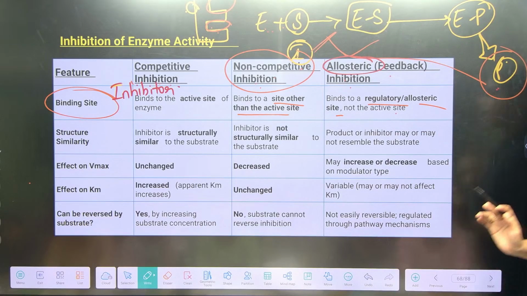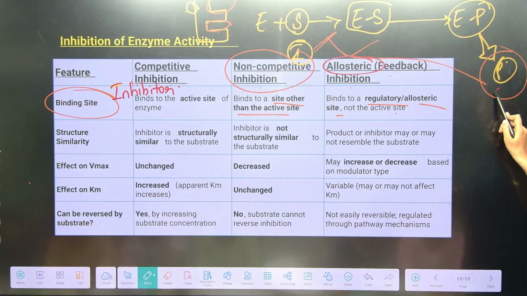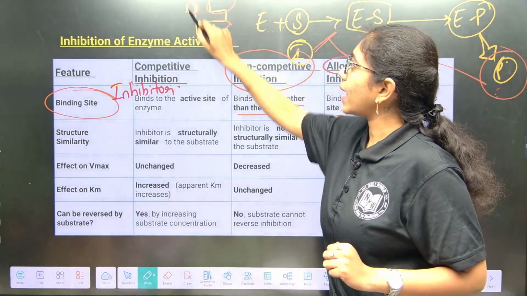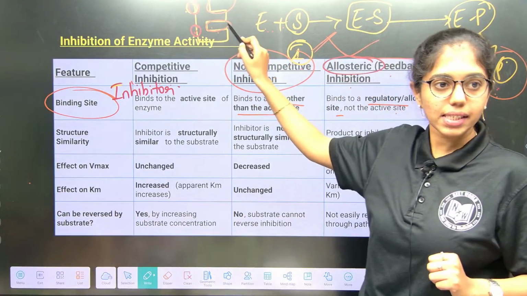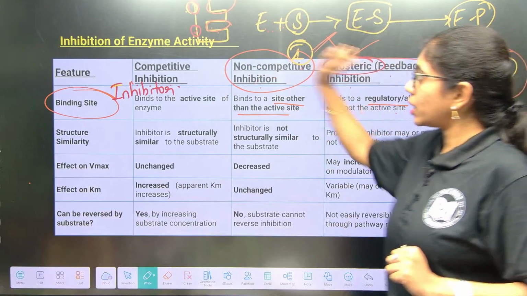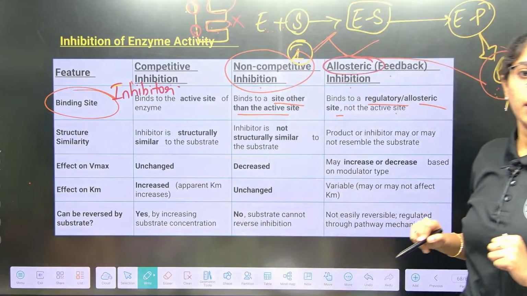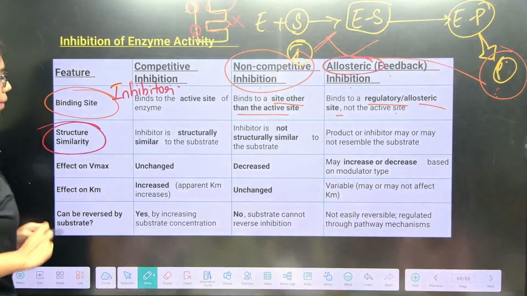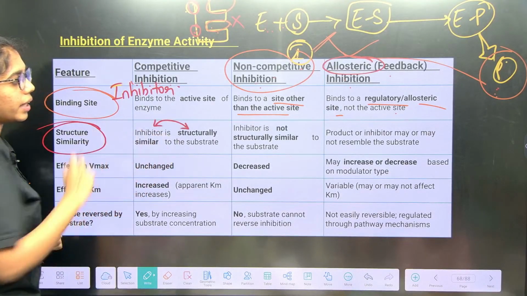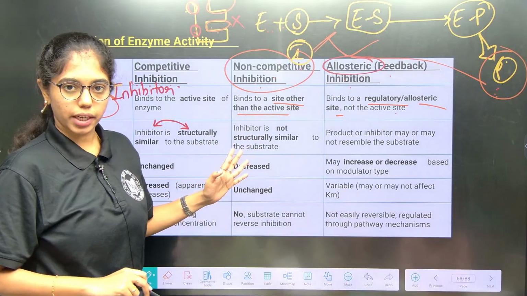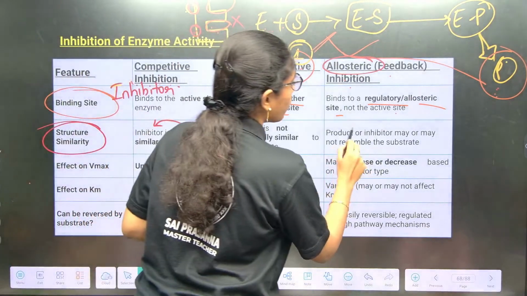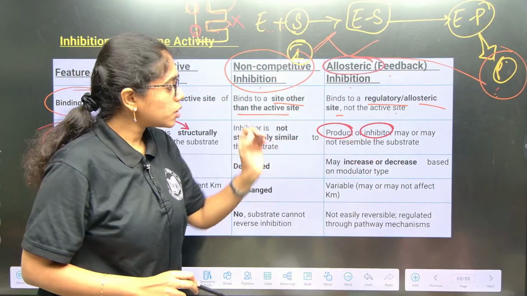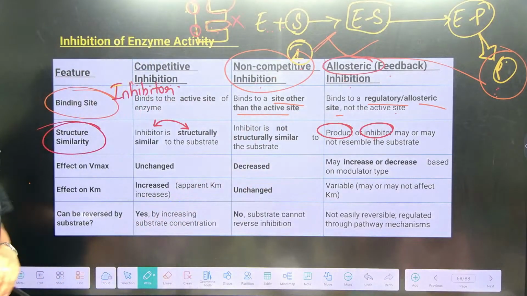Clear till here? Second point, the products will bind to a site other than the active site. The sites other than the active site on the enzyme are known as allosteric sites. Products are huge, so they will bind here and make the enzyme unfit for binding with the substrate. Second, structural similarity. Here the inhibitor is similar to the substrate. Here the inhibitor is not similar to the substrate, there is no requirement. Here the product itself is acting as the inhibitor. This may or may not resemble the substrate.